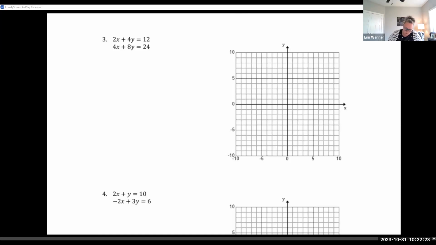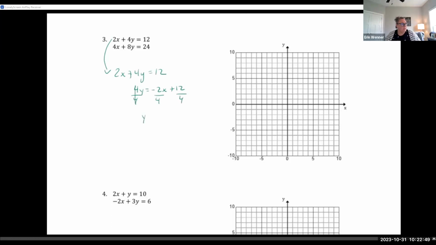If we look at isolating y in this first equation, we have 2x plus 4y equals 12. Subtracting 2x from both sides, we get 4y equals negative 2x plus 12. Dividing all three terms by 4, we're going to get y equals negative 1/2 x plus 3.